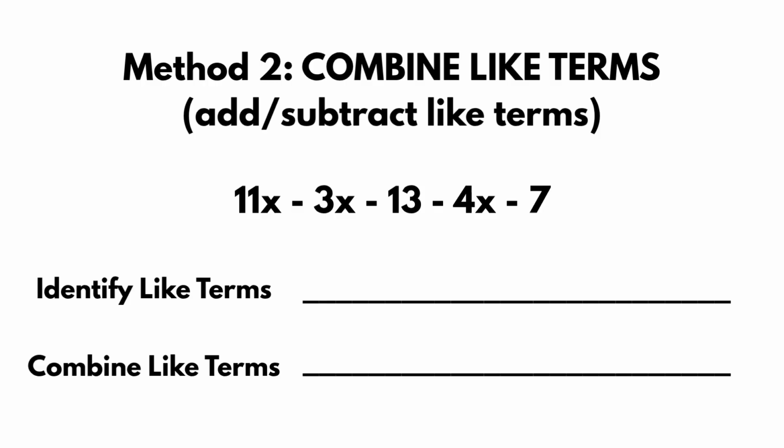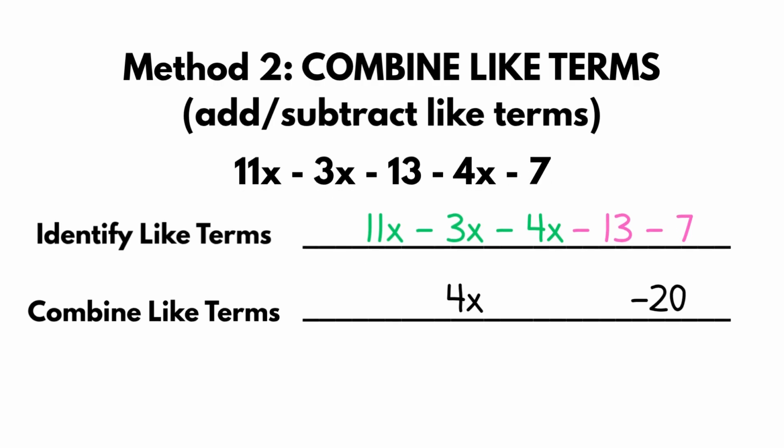Here we have x terms and constant terms. Let's group our x terms together. 11x minus 3x minus 4x, 11 minus 3 minus 4 leaves us with 4x. Next, group our plain constants together, minus 13 minus 7, which gives us minus 20. Put those results together and we end up right back at 4x minus 20.